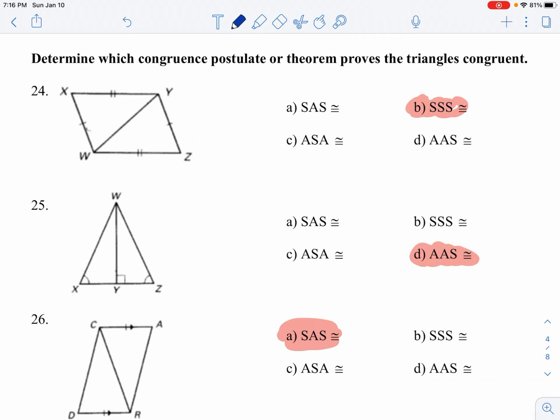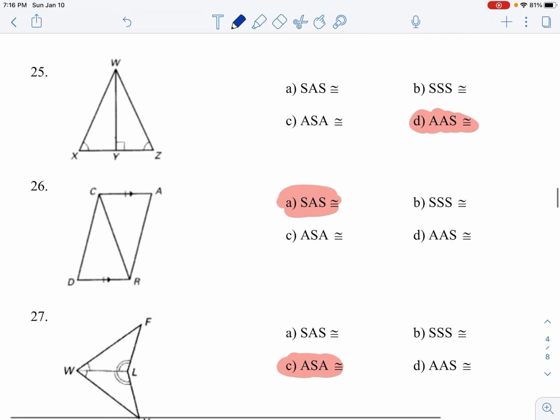Side, side, side. I picked side, side, side for this one because we had 2 of the sides already, but with the reflexive property, we could get that 3rd side, and we can show congruence with that. For number 25, I see reflexive again, so there will be obviously a side in my answer, but we also have this angle, and then since that's a right angle, that one also is a right angle, so those are congruent. So basically, we've got 2 sides in an angle.